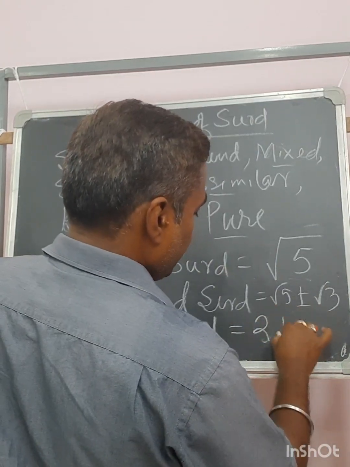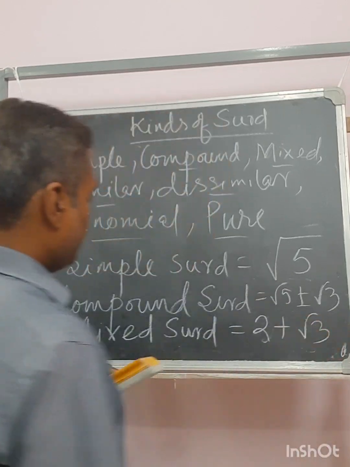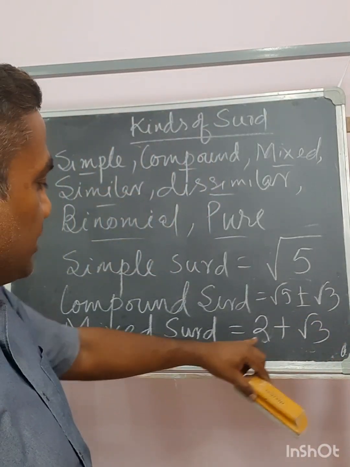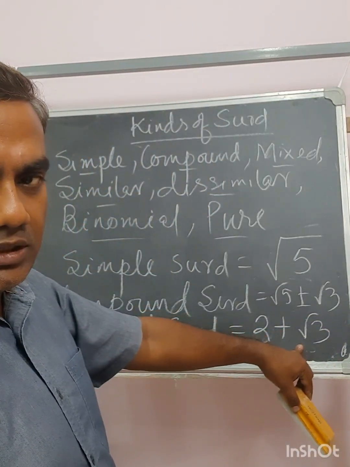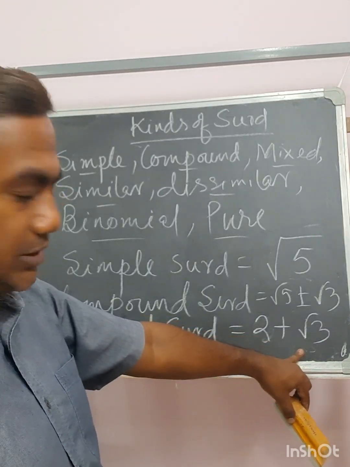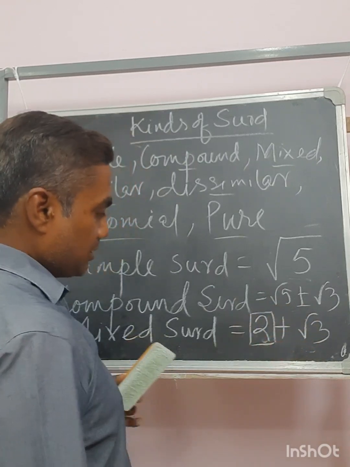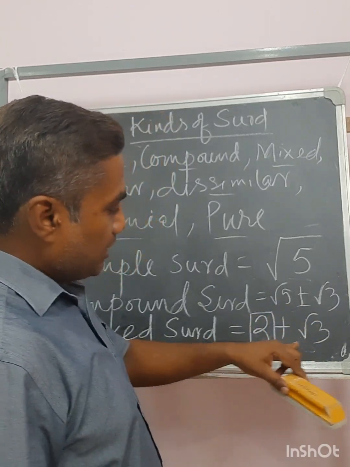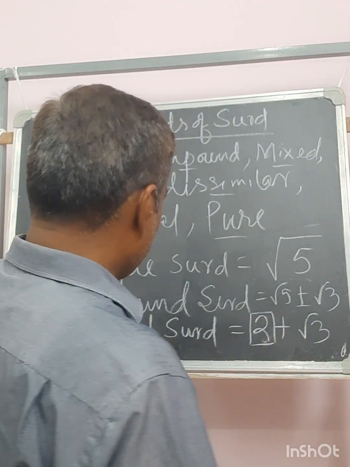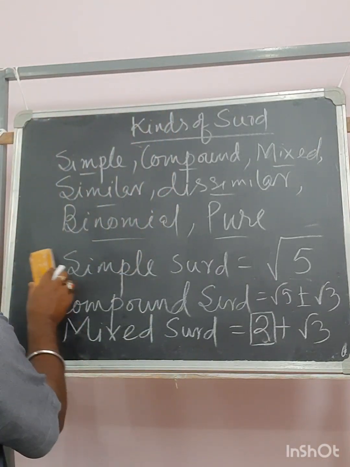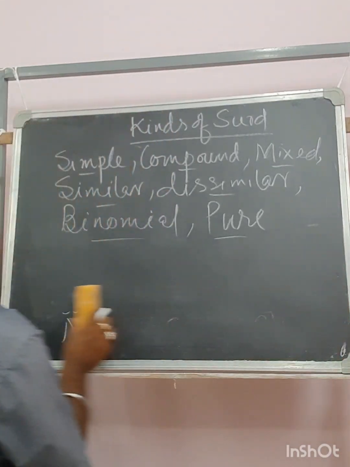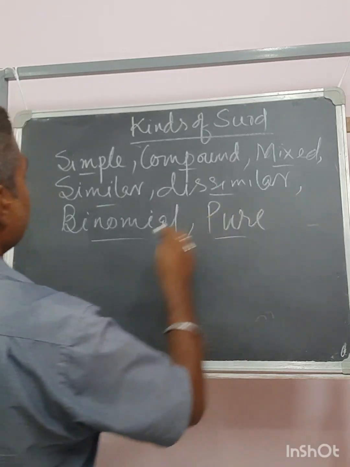That means if I write 2 plus root 3, it is a mixed surd, whereas if I write root 2 plus root 3, it is a compound surd. So if any integer comes in place of a surd along with a surd, then it is a mixed surd. Okay, now the next part is your similar surd.